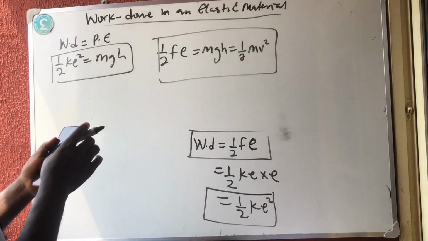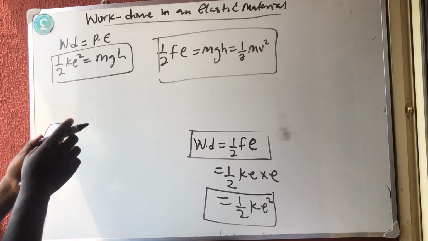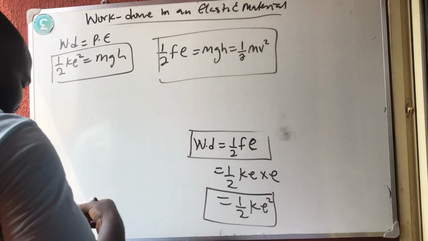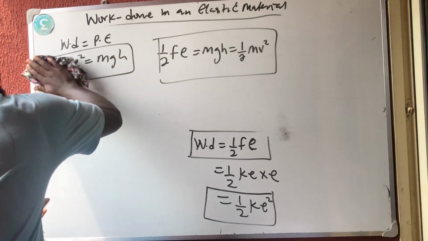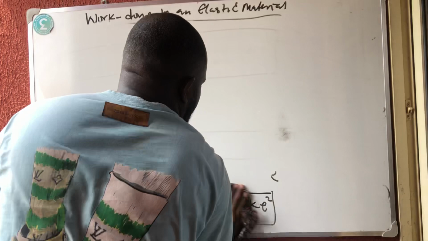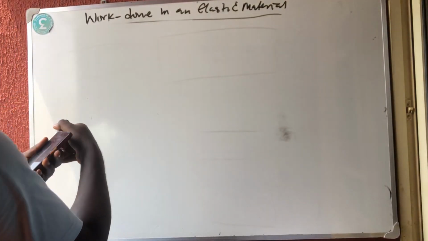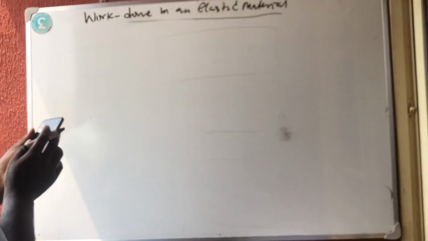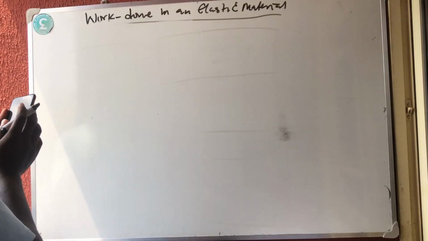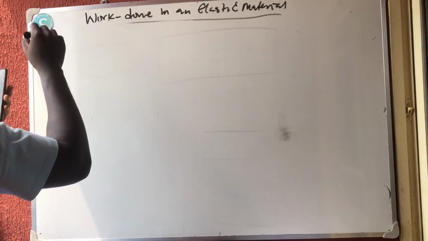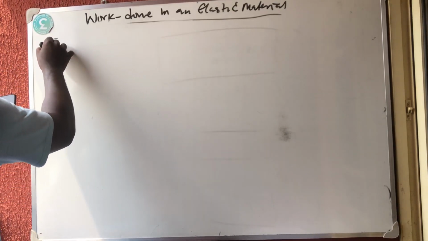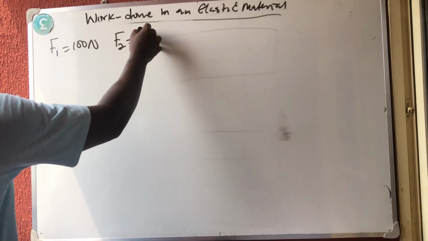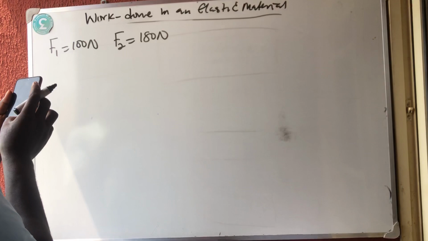Okay, so let's take some calculations on that. Then we are done for elasticity. The first question we are taking says, as the extension of an elastic string is increased from 100 Newton to 180 Newton. The first force they gave us is 100 Newton, and the second force they gave us is 180 Newton.